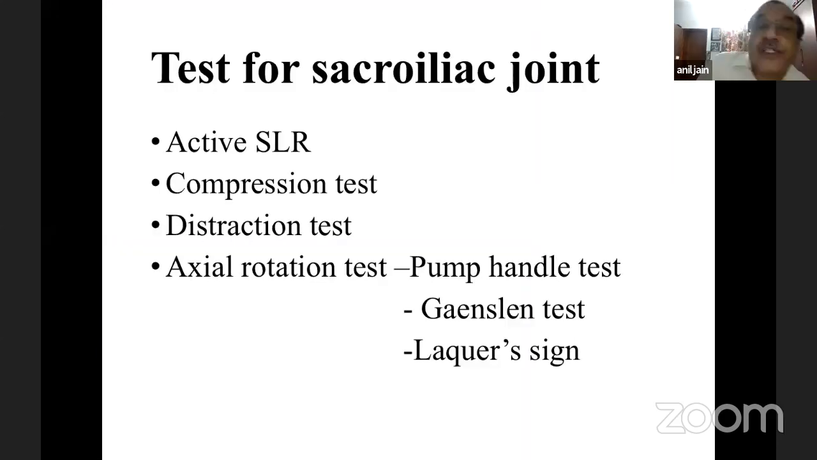Now, no examination of spine is complete if you do not examine sacroiliac joint. So you need to do an active SLR, compression test, distraction test, and there are certain rotation tests, either pump handle, Gaenslen's and Laker's test. We all know that the sacroiliac joints are obliquely placed joints, and hence these are special tests. So by these tests, we have to stress the sacroiliac joint to elicit the pain.